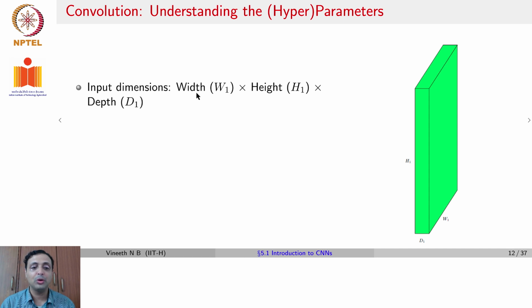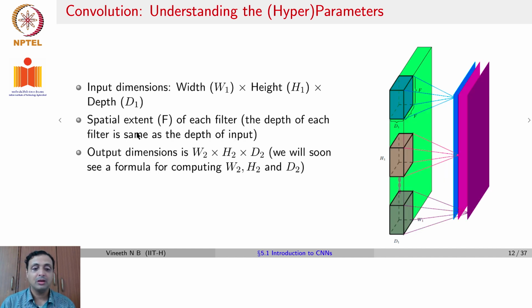Let's assume now that our input dimensions are W1 cross H1 cross D1, with height and depth. And the spatial extent F of each filter: the depth of each filter is the same as the depth of the input. So you have a spatial extent of F cross F, and the depth is the same as D1, because that's the depth of the input volume. Let's assume now that the output dimensions are W2 cross H2 cross D2. So we are now allowing the output to have some depth D2.